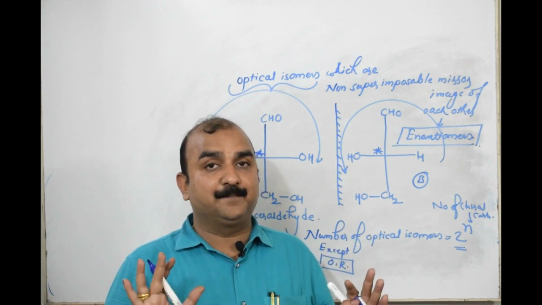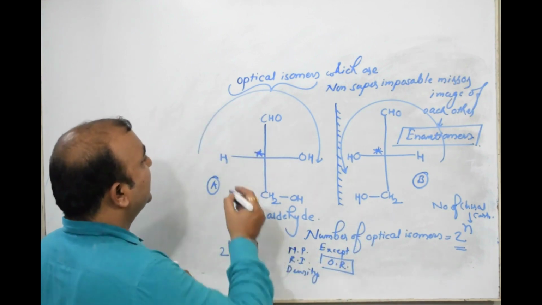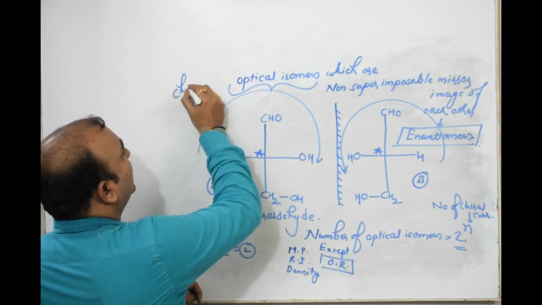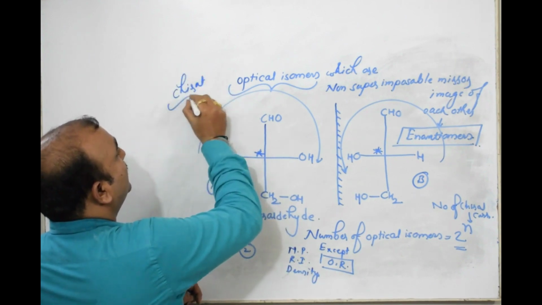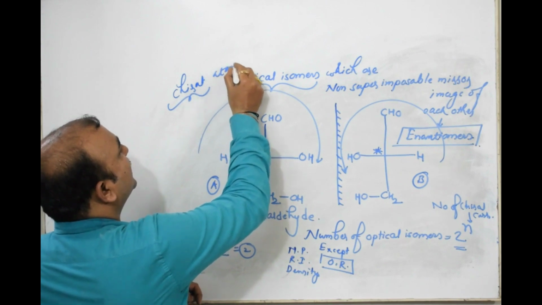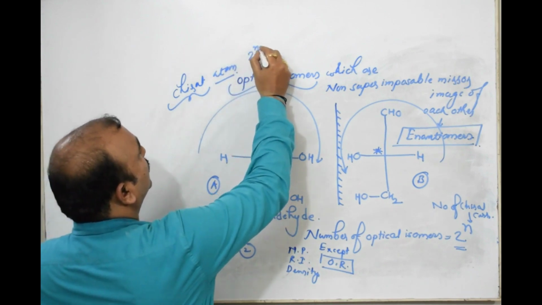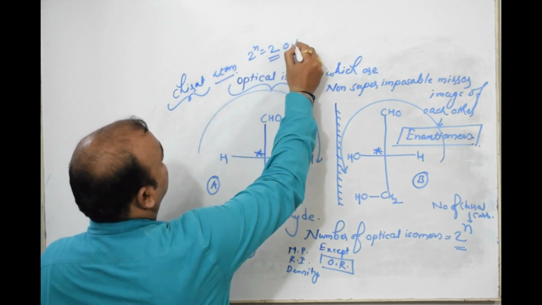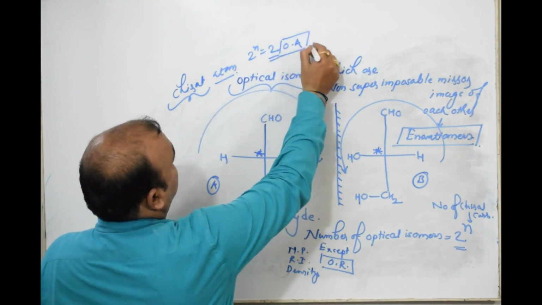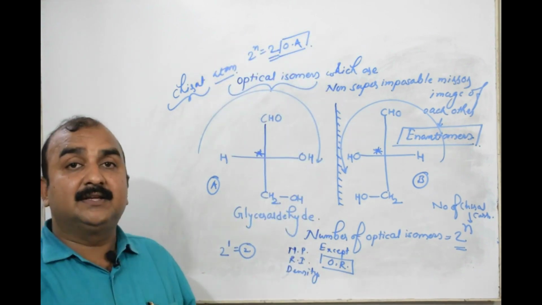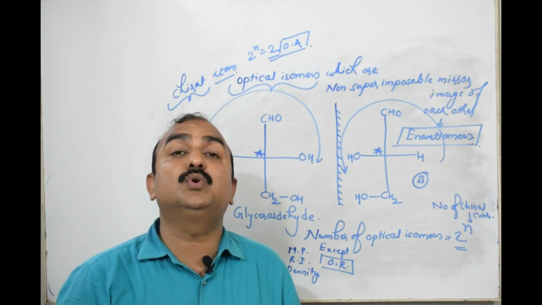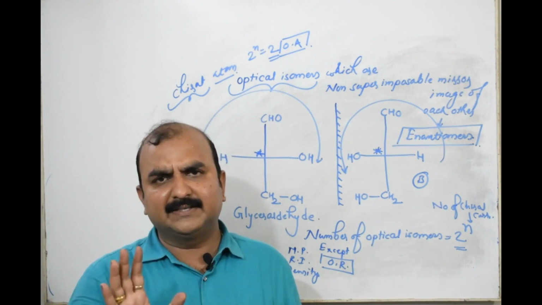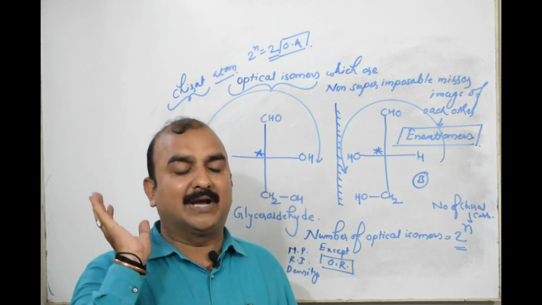That we have done. Now, if there is one chiral carbon atom, it will show 2 raised to n, that is 2 optical isomers. Now we are going to start with the compound containing 2 chiral carbon atoms. It's very interesting, a compound containing 2 chiral carbon atoms.